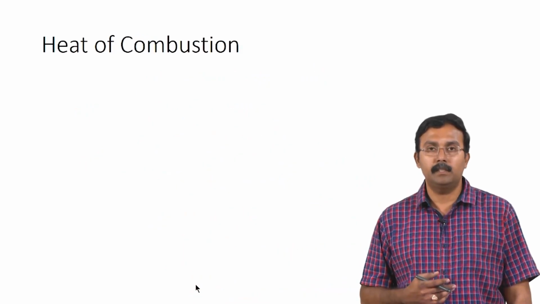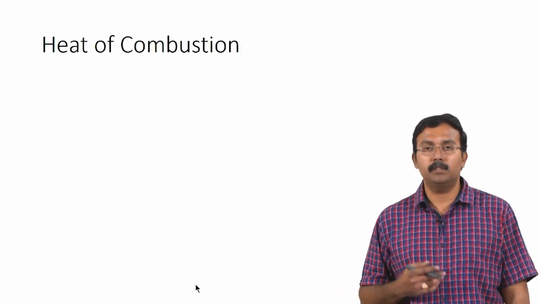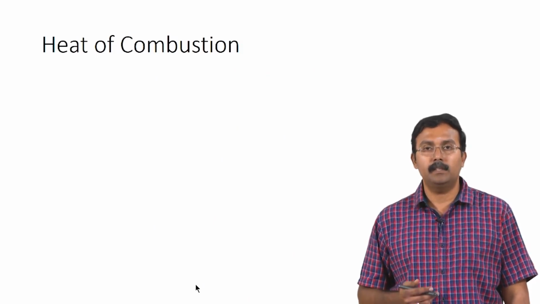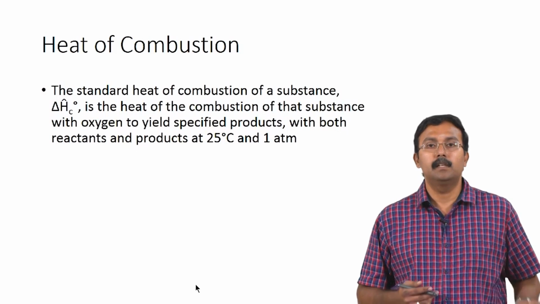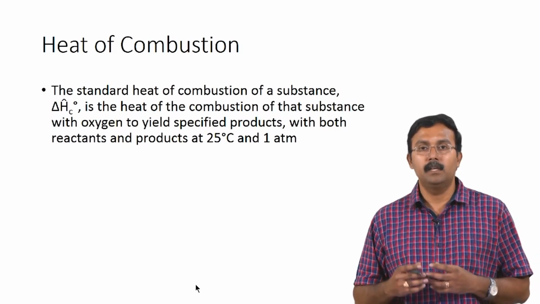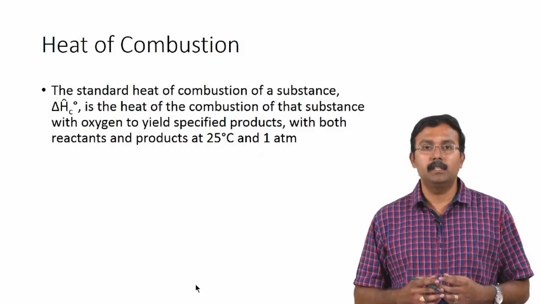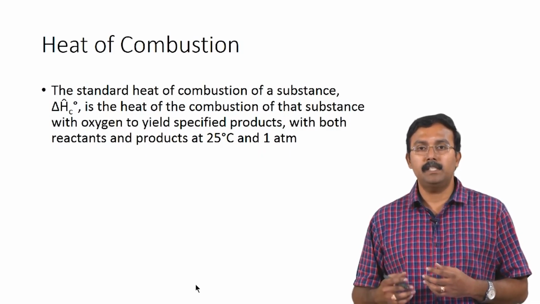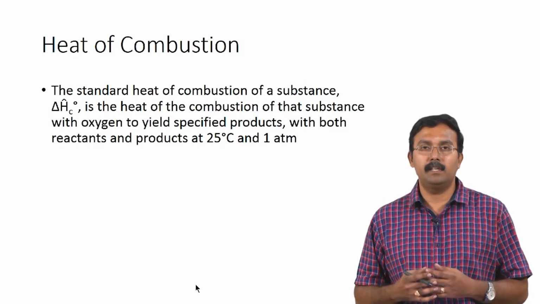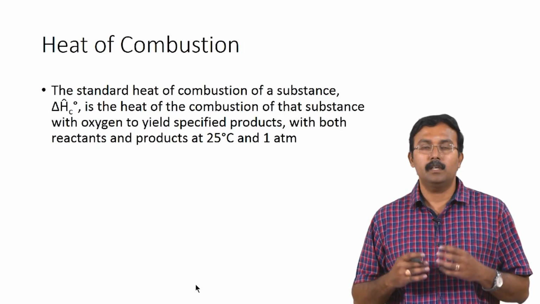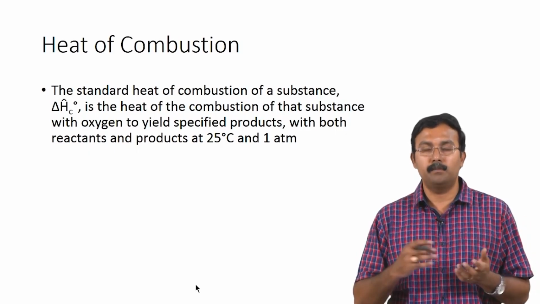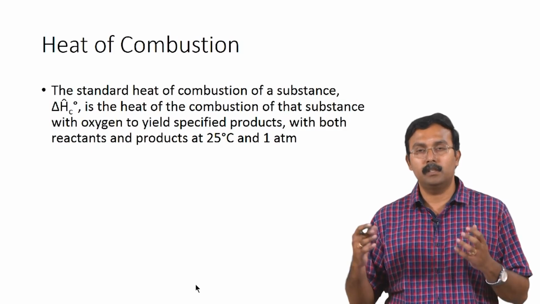Similar to heat of formation, there is also another type of reaction which is commonly used, which is the combustion reaction. Heat of combustion also needs to be looked at carefully. The standard heat of combustion of a substance is the heat of combustion of that substance with oxygen to yield specified products with both reactants and products at 25 degrees Celsius and 1 atmosphere. Okay, this is the standard heat of combustion. So, basically any component which you have, when it is burnt, will produce the combustion products.